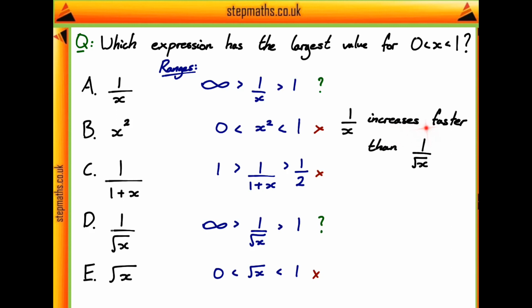But since 1 over x is going to increase faster than 1 over the square root of x, we can guess that this value is going to reach larger values in this range, or at least larger values quicker. And therefore, we can say that the answer to this question is going to be A.